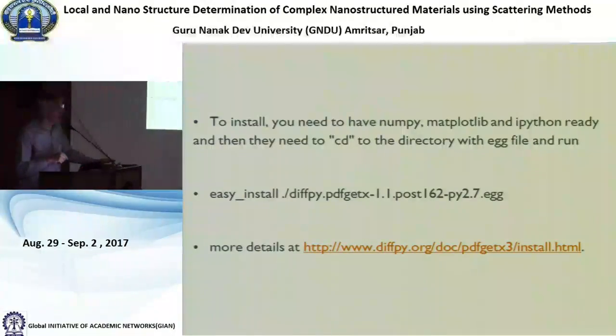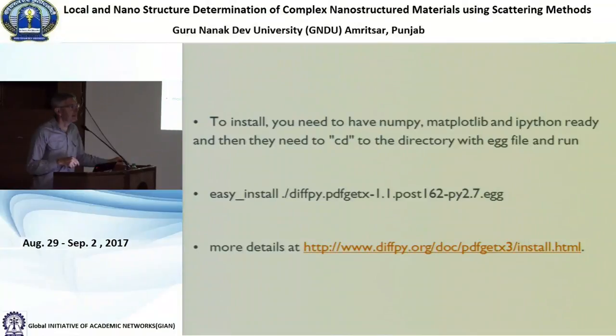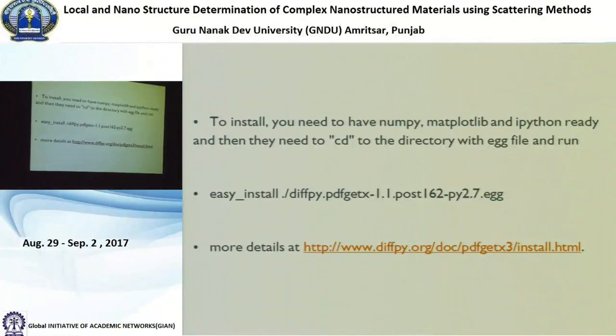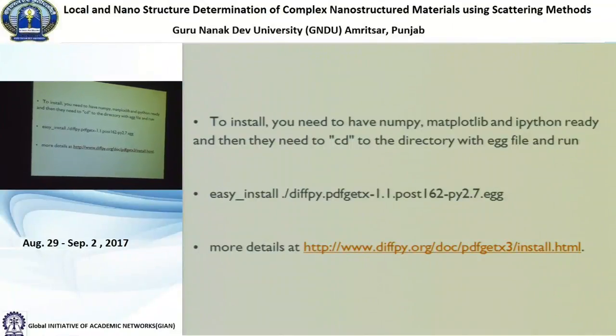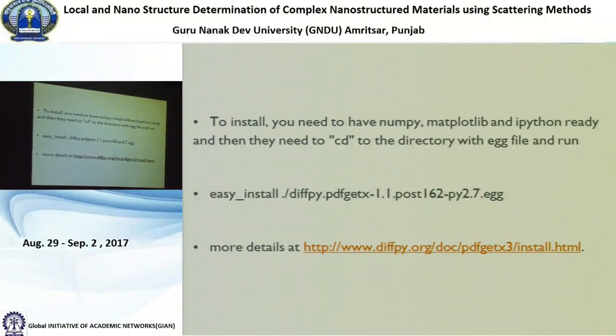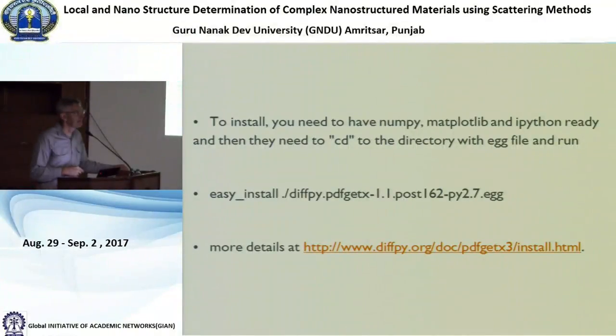When she sends the email, there'll be two zip files. She'll put them on the Google Drive, I think. One of the zip files contains the software, and the other one contains files that you're going to use to do the examples. Okay. Any questions? Is it all clear?